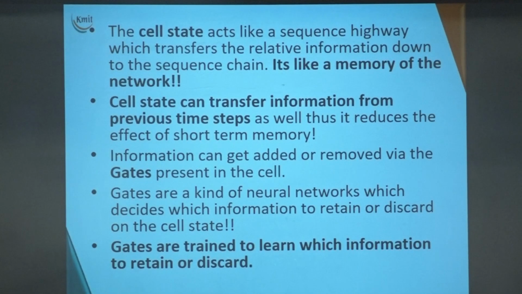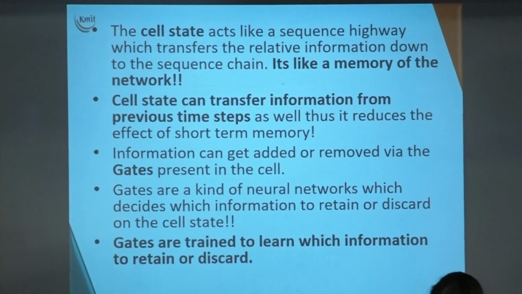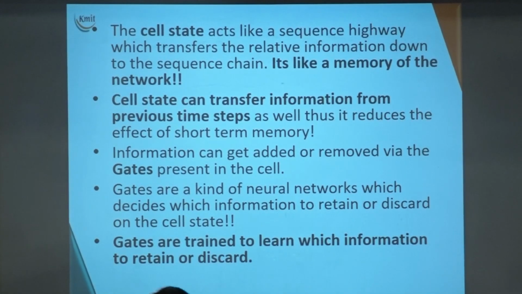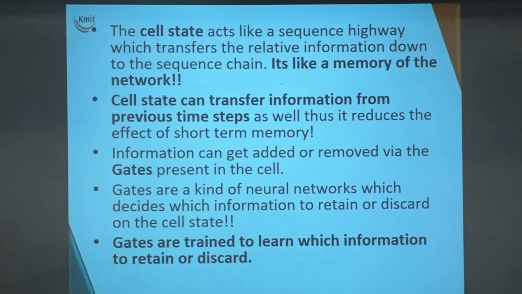We'll move forward. So the cell state actually acts like a sequence highway which transfers the relative information down the sequence chain. It's like the main memory of your network. Cell state can transfer information from previous time steps as well. Thus, it reduces the effect of short-term memory, as I discussed. Information can get added or removed via the gates present in the cell. So, what are these gates? They are also some processing units, no? So, these gates are also neural networks only. Okay, you are just using those modules in your coding. Internally, they are also neural networks.